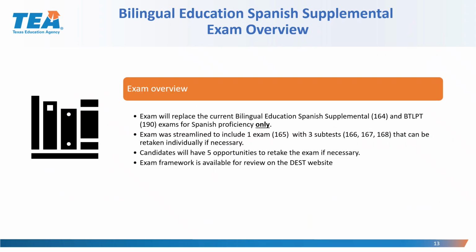In conclusion, the 165 Bilingual Education Spanish Supplemental exam will replace the current Bilingual Education Spanish Supplemental 164 and BTLPT 190 exams. The 165 bilingual exam was streamlined to include 1 exam with 3 subtests. Candidates are able to take the subtests individually if necessary. Candidates will also have 5 opportunities to retake the exam if needed. And for more information about the framework, it can be found on the Department of Educator Standards and Testing website.